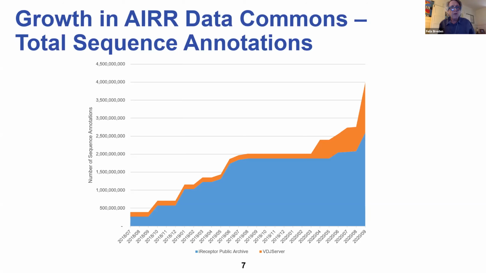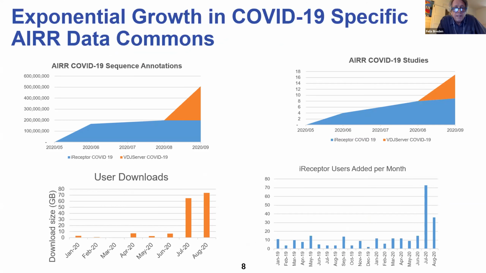The good news is that we're growing the AIR Data Commons. We have up to 4 billion sequences once VDJServer, one of the larger repositories in the AIR Data Commons, gets the COVID-19 data from the Adaptive/Microsoft project that Jonathan talked about yesterday. And then we had an exponential growth in the COVID-19 specific AIR Data Commons. We have up to 500,000 COVID-19 sequence annotations, again, including the data from Adaptive Biotechnologies. This includes up to 17 studies.